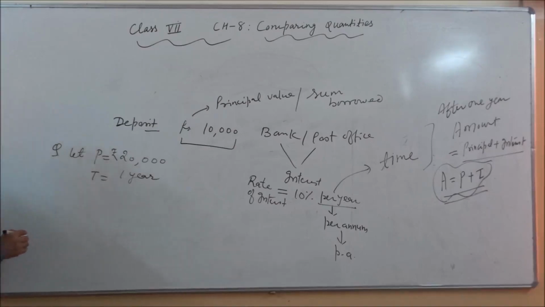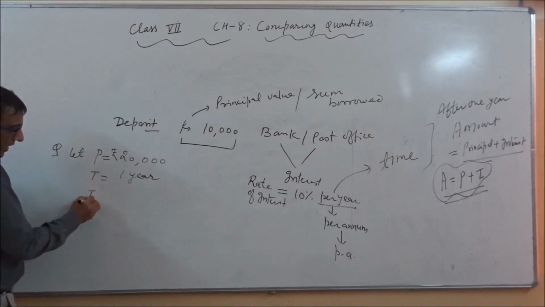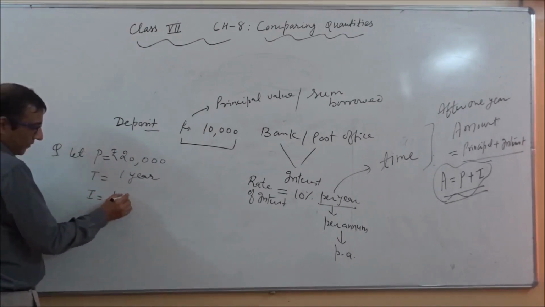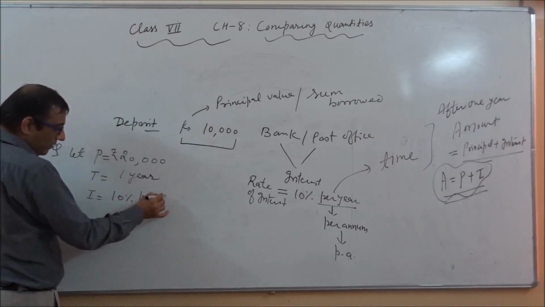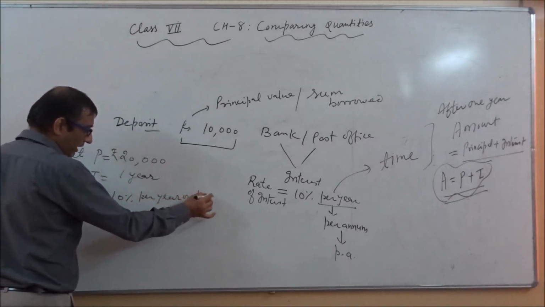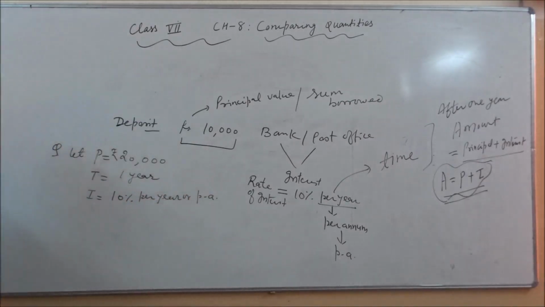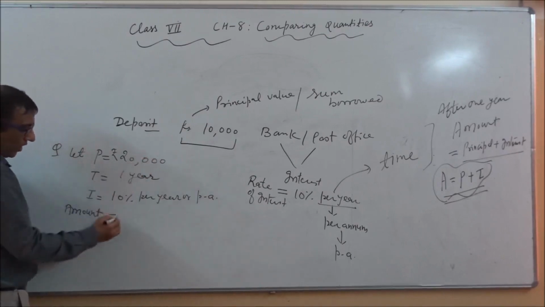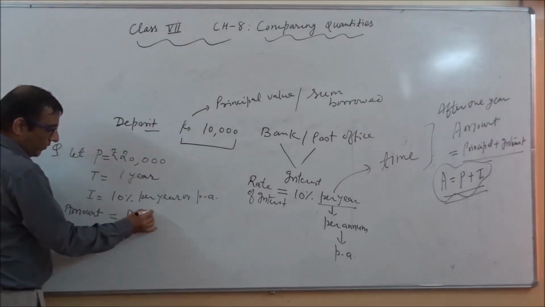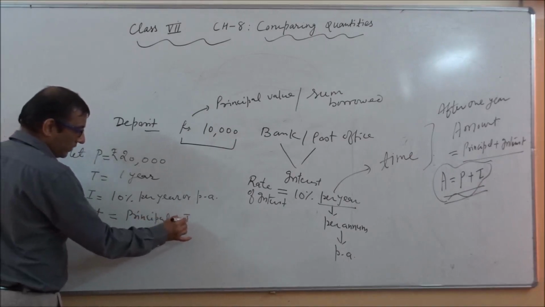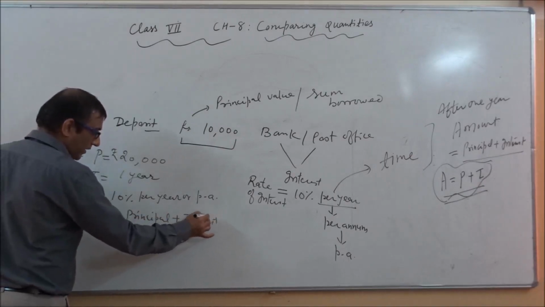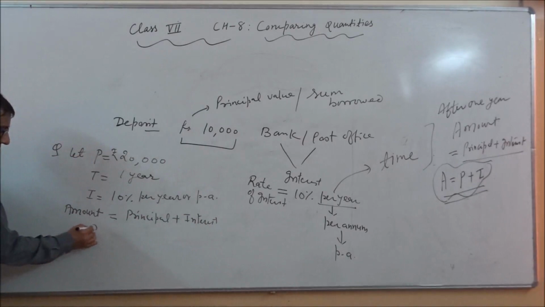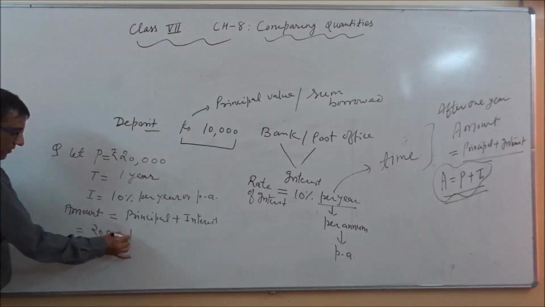Okay, so how can we calculate interest, if I am taking interest at 10% per year, or you can say per annum? And how can we calculate the amount? As we know very well, as per the formula, amount is related with principal plus interest. Principal is 20,000 rupees.